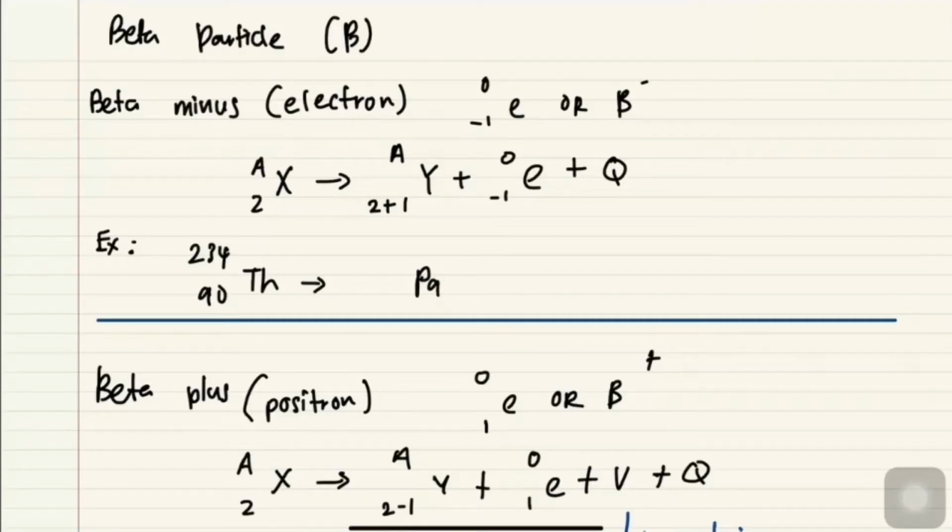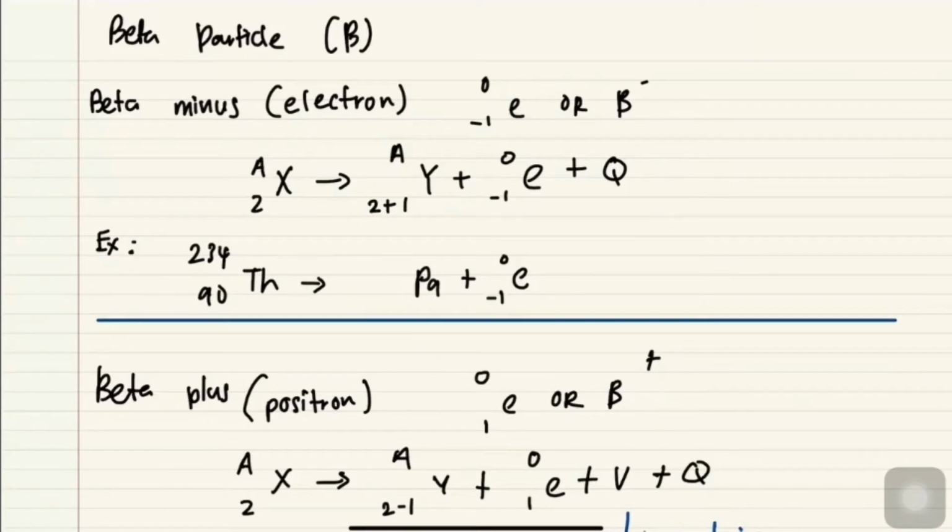Okay, in this example, you can see that here TH decays to PA. Again, I repeat, kalau PA tu kalau tak sure nak tulis apa, you can simply put X ataupun Y. Sebab dia adalah beta minus punya decay, so dia akan produce electron. Okay, you can put B atau beta, or you can put E like this lah.